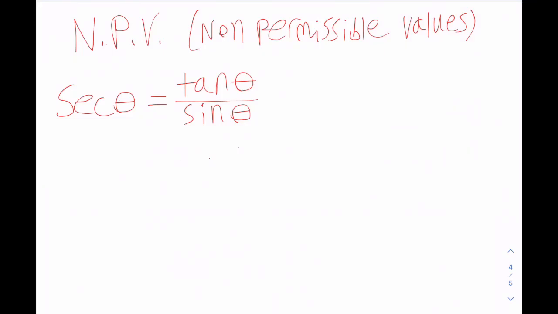Alright guys, in this video we will be looking at non-permissible values of trigonometric identities. So first we have this equation, secant of theta is equal to tan of theta over sine of theta.